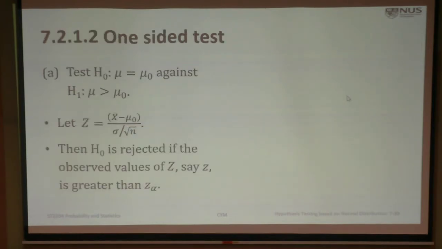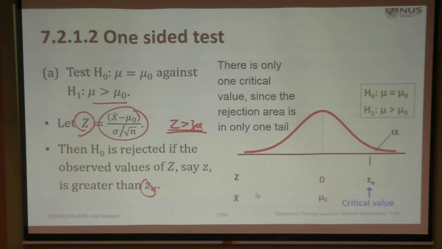Now, in order to appreciate what I just said, let's look at a one-side test. So I test mu equal to mu naught against mu bigger than mu naught. This is still my test statistic, but my decision is that I will reject the null hypothesis whenever the observed Z is bigger than Z alpha. So this is my Z alpha. If I calculate this value from the data and it falls within this region, I reject the null hypothesis.